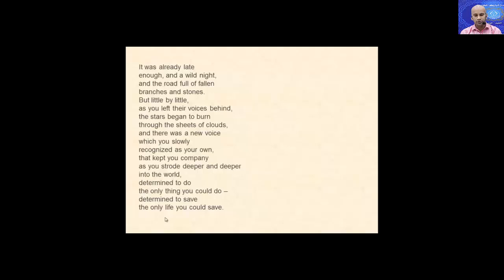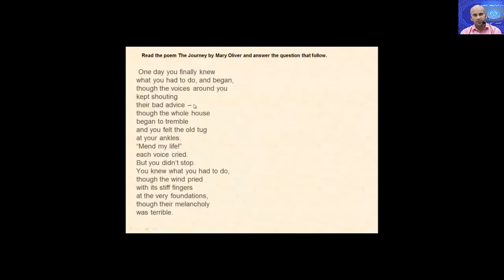So, you can do only one thing, which is to save your life, and no one else can save your life. It is you who has to take the decision to do something and save your life. So here the lines like left their voices behind, stars began to burn through the sheets of clouds, these are all lines that you can take. Then when you come to devices, when you want to take simile, metaphor, there are many items, but you need to take them and connect with the topic determination.